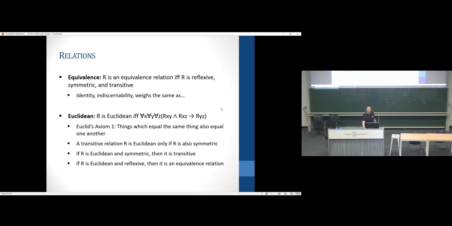We can also talk about Euclidean relations. I'm going to skip over those because we've covered enough stuff, I think. Right? But again, the three that I really want to emphasize: reflexivity, symmetry, transitivity. Know those three. Those are useful to know.